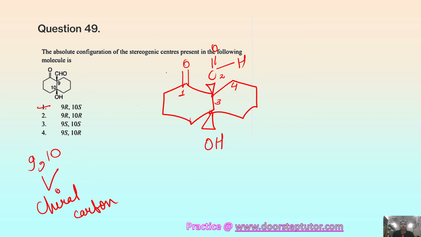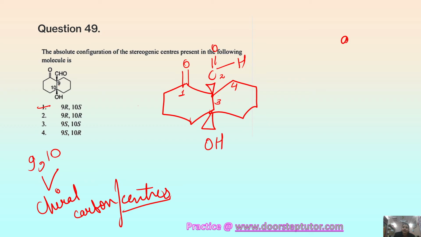Consider this particular configuration. It's a very, very simple question of stereochemistry. The higher the atomic number, the higher the priority. So 9 and 10, we have 2 centers. Both centers are chiral carbons, or we can say chiral centers.